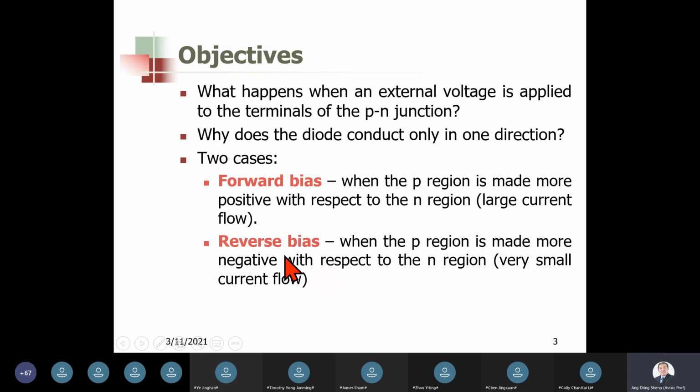Now, the other way of applying an external voltage is to connect the negative terminal of the battery to the P region or the anode terminal, and the positive terminal of the battery to the N region or the cathode terminal. If we connect the external voltage in this way, we are reverse biasing the PN junction. And in this case, only a very small current flows through the PN junction. All right, so let's try to understand why.